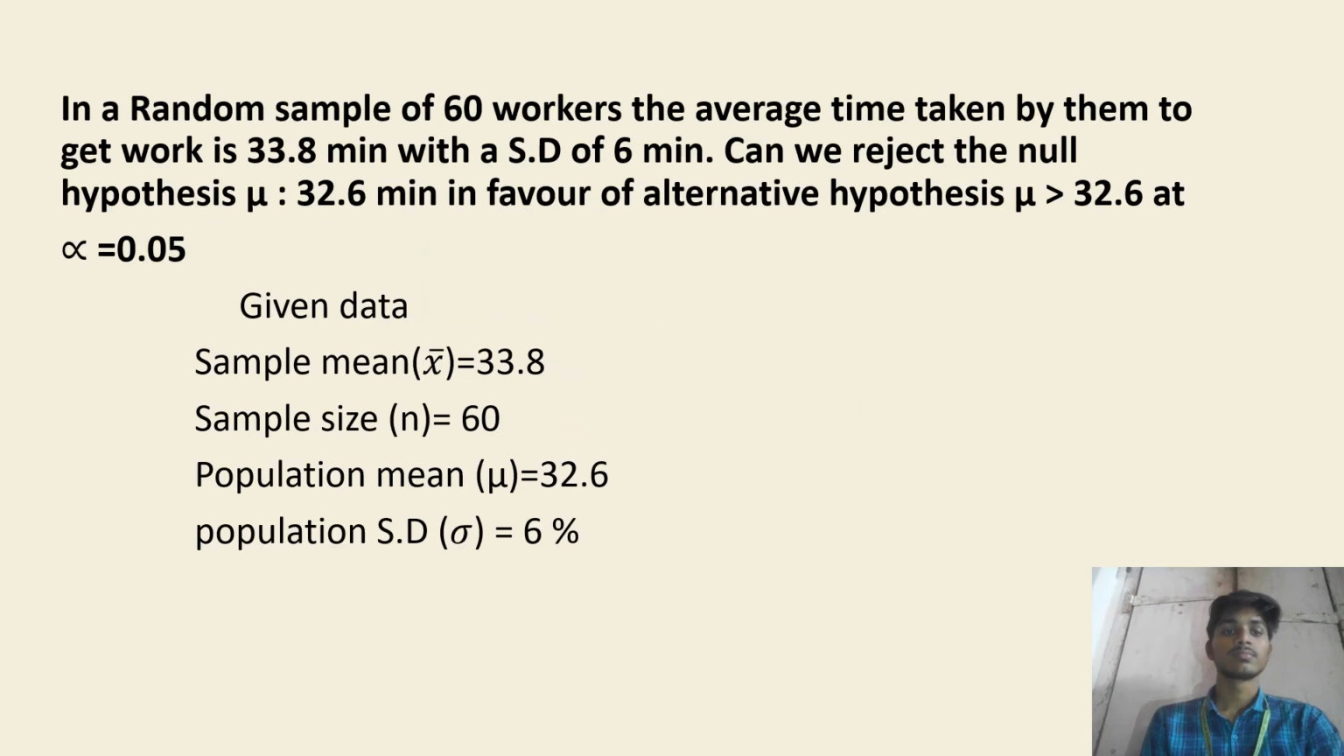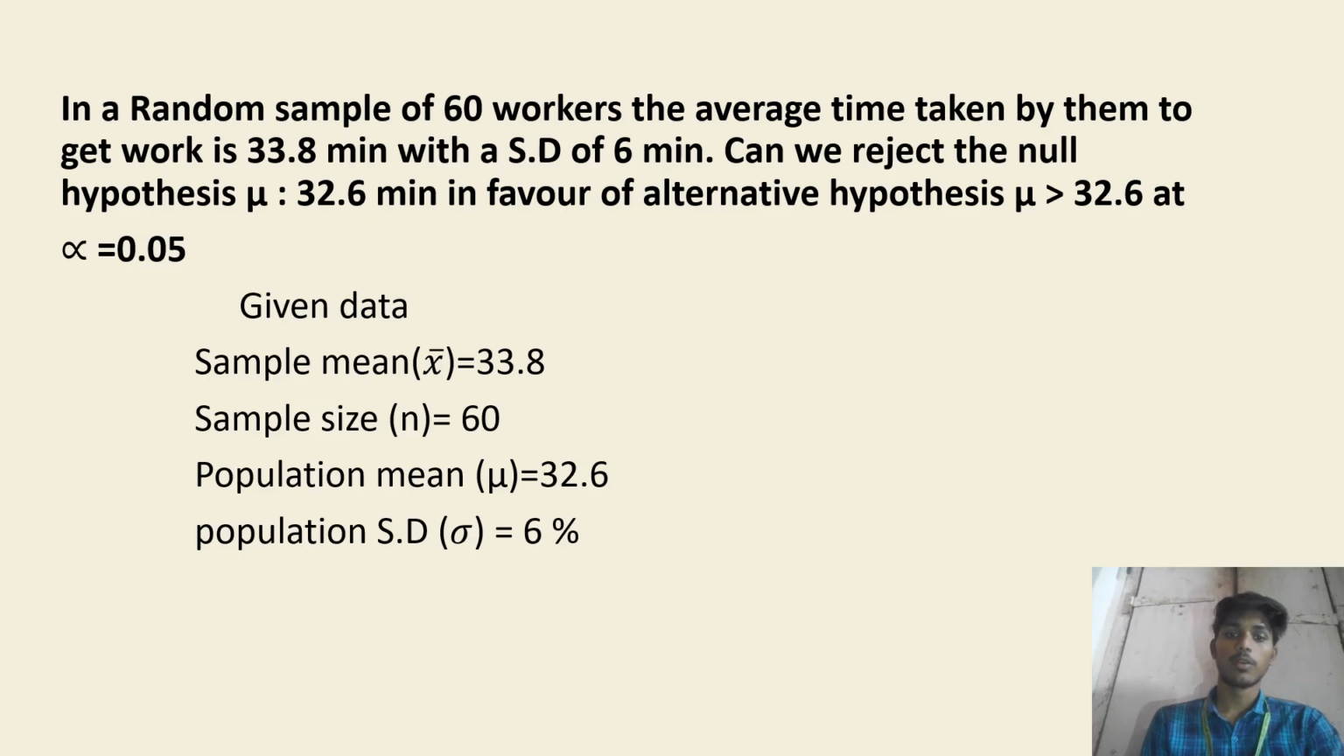Our problem statement: in a random sample of 60 workers, the average time taken by them to get to work is 33.8 minutes with a standard deviation of 6 minutes. Can we reject the null hypothesis mu equals 32.6 minutes in favor of the alternative hypothesis mu is greater than 32.6 at alpha equals 0.05?